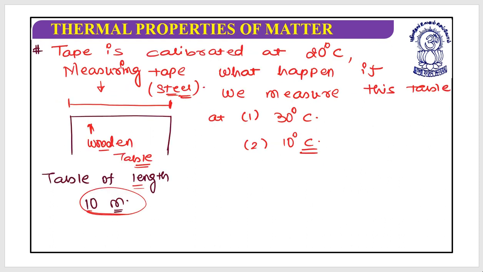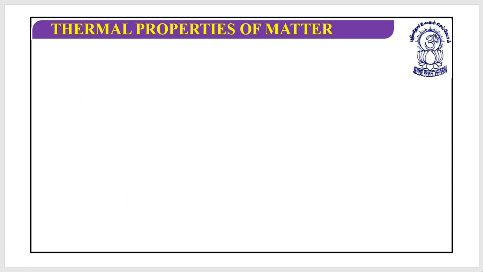Now let's look at the second question, because two questions were there. They want the case at 10 degrees Celsius as well. So in the second situation, theta final is 10 degrees Celsius. Theta initial was calibrated at 20 degrees Celsius. So now delta theta is less than 0.